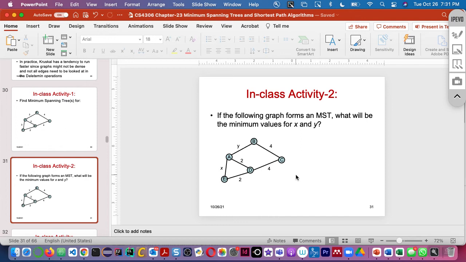Draw the minimum spanning tree, then you will find out. First draw it. The condition says that it forms the minimum spanning tree. Form it first, then you will get it clear.